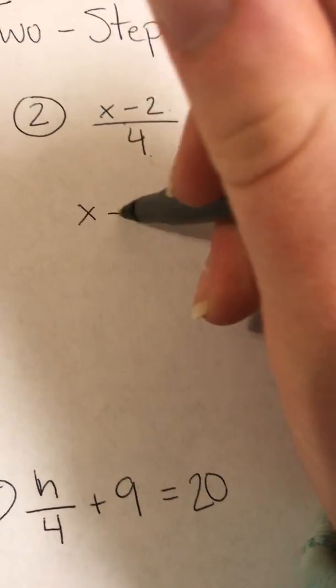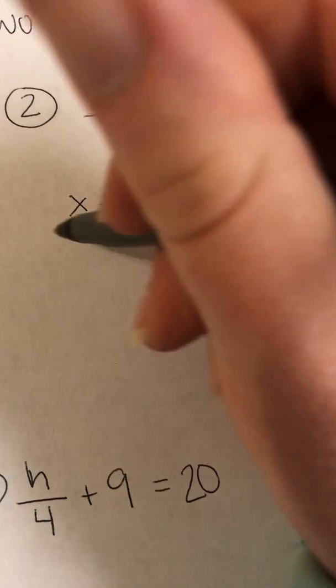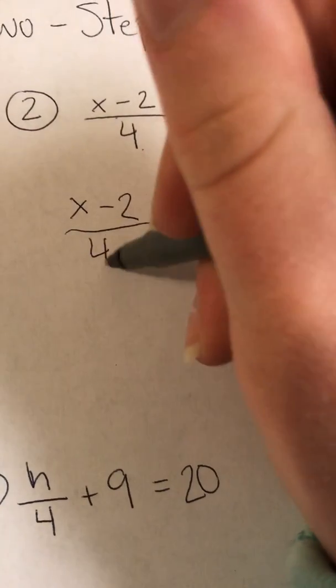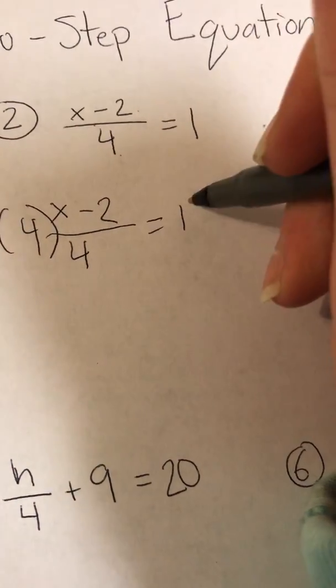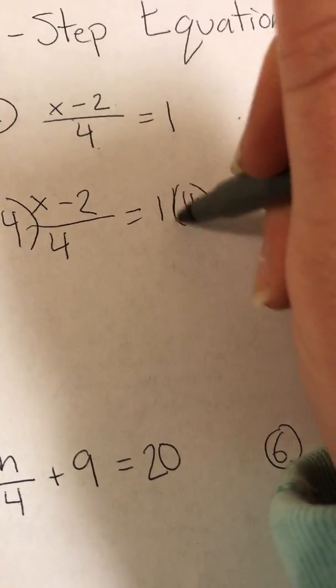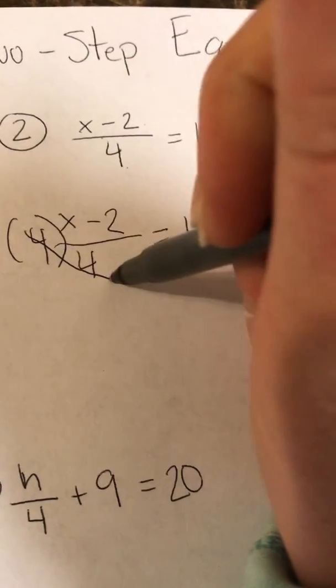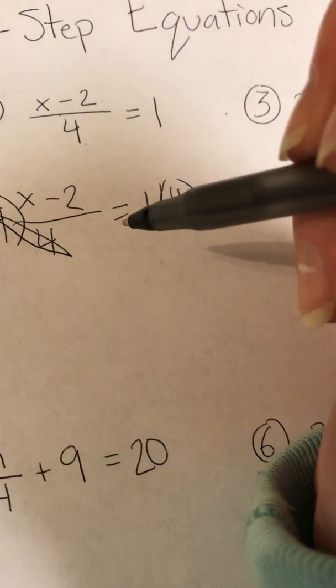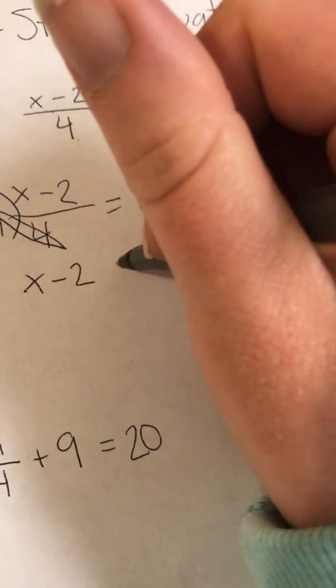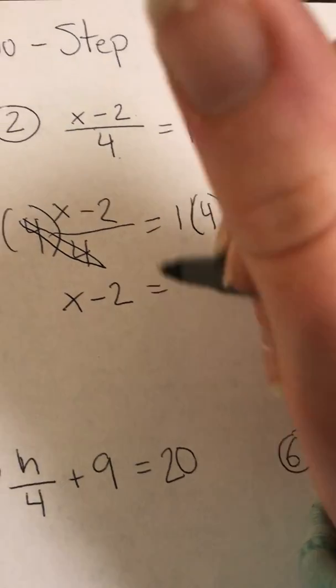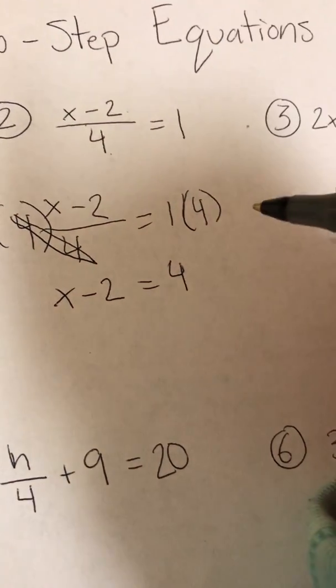We're going to do our x minus 2 over 4 times 4 equals 1 times 4. Because whatever you do to one side, you have to do the other side. This is going to cancel it out. You're going to have x minus 2 equals 1 times 4 gives you 4.